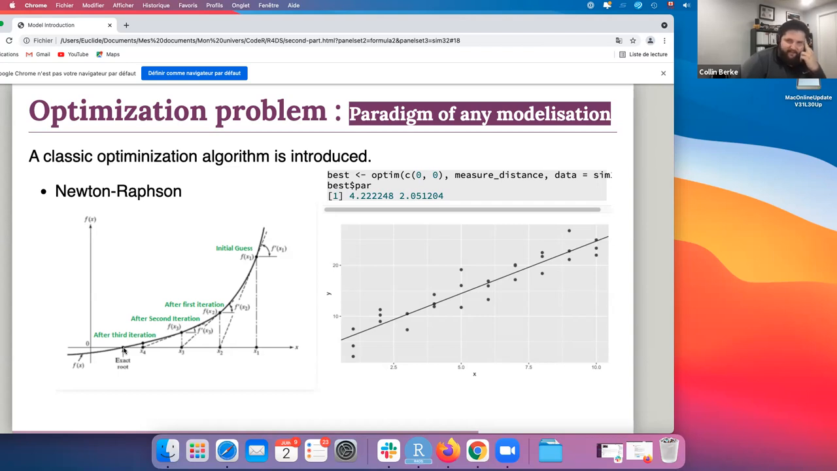So are we talking about this as like the root mean square? Is that what we're trying to reduce? No, not at all. It was just an algorithm to try to minimize something.